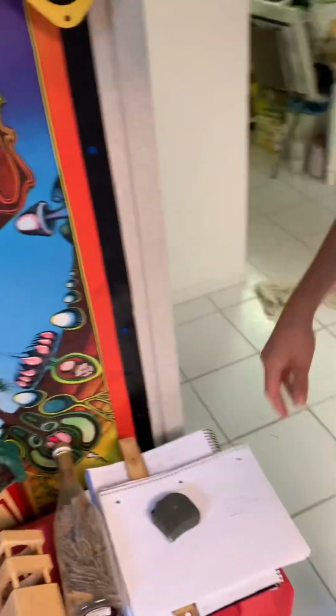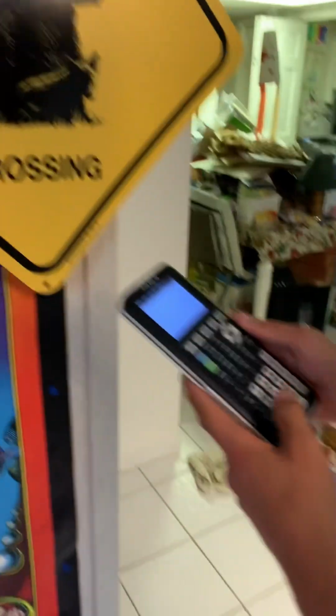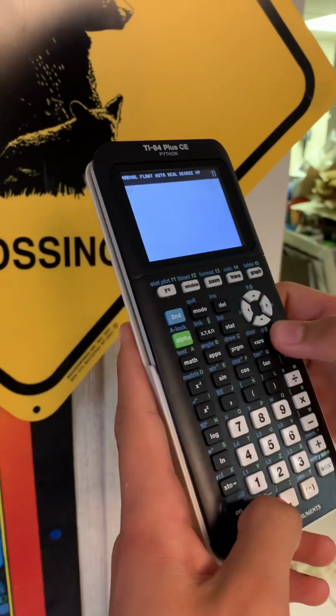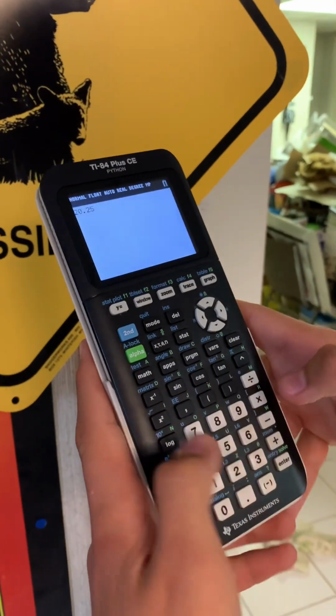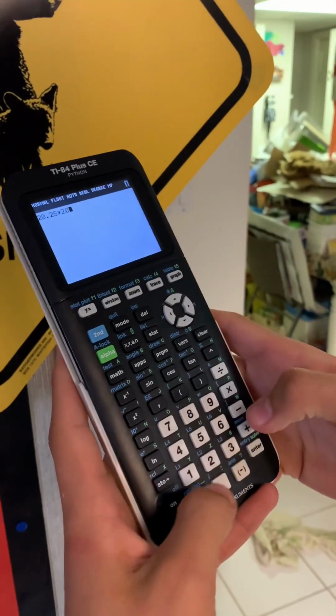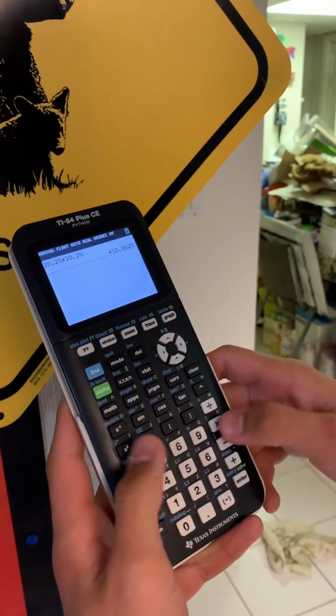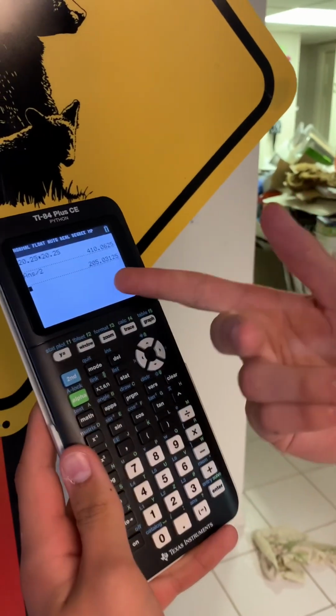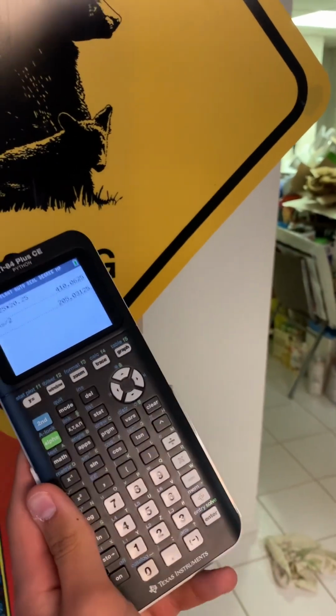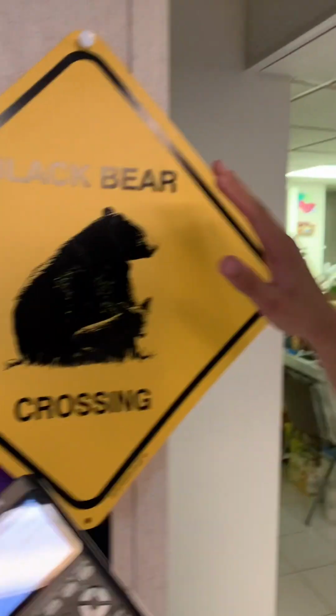So if I pull out my calculator and I do 20.25 times 20.25, I'll get 410.06. And when I divide that by 2, it comes out to 205.03, which is the area of this rhombus.